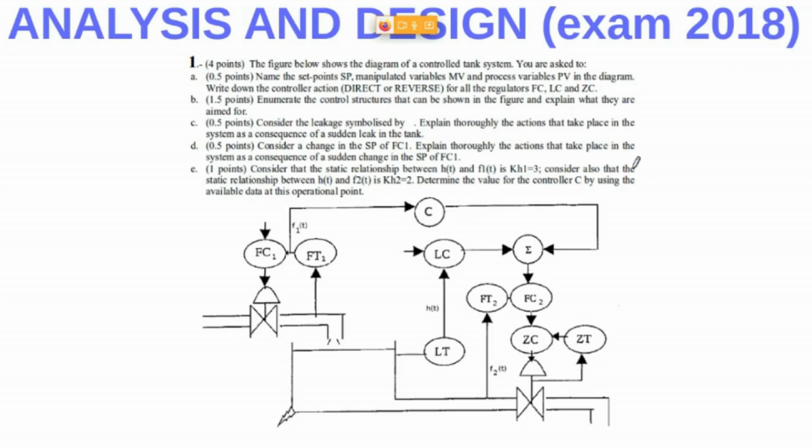The figure below shows the diagram of a control tank system. You are asked to name the set points, the manipulated variables, and process variables in the diagram. Write down the controller action, direct or reverse, for all the regulators, FC, LC, and ZC, and enumerate the controller structures that can be shown in the figure and explain what they are aimed for.